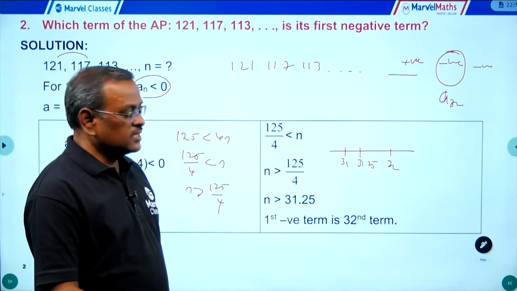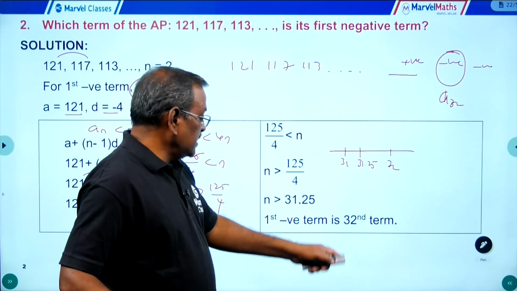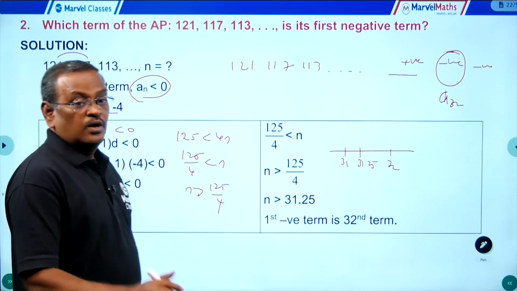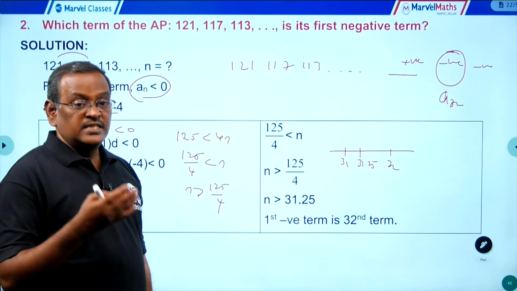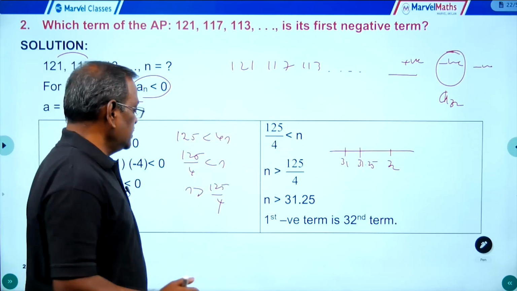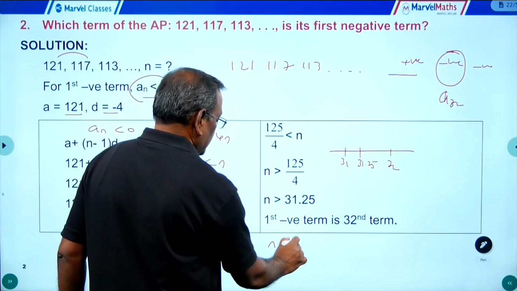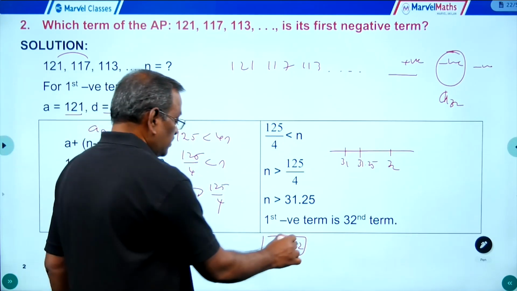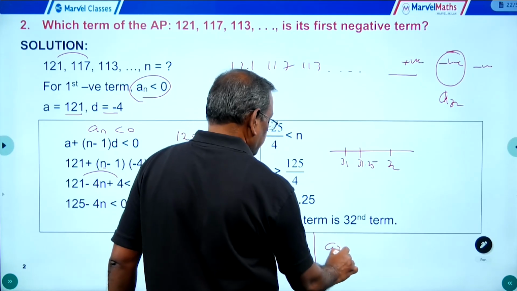Don't forget this concept. The 32nd term is the first negative term. Now there is one more tough question: which is the first negative term? If the question is which term is the first negative term, it is enough if you prove n equal to 32. But if it asks which is the first negative term, you have to calculate A32.